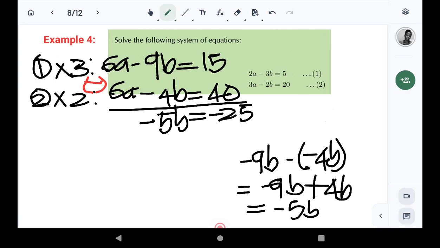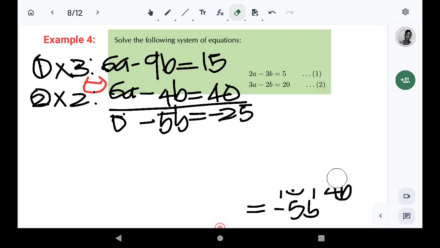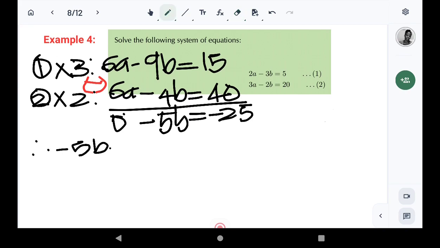All right. 6a minus 6a, that is equals to 0. So that gives you 0 over here. Which was the goal, by the way, so that we could eliminate. To eliminate is to get rid of. We could eliminate or get rid of the 6 or the a. Therefore, negative 5b is equals to negative 25.